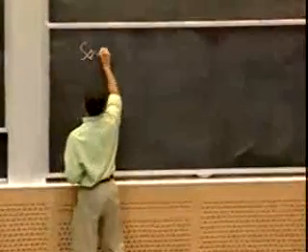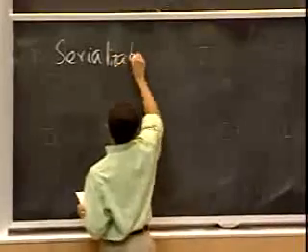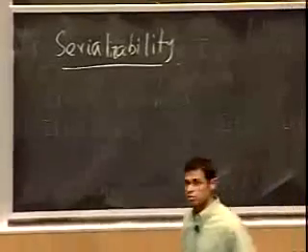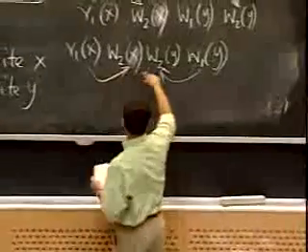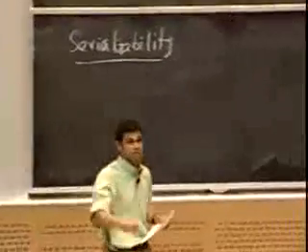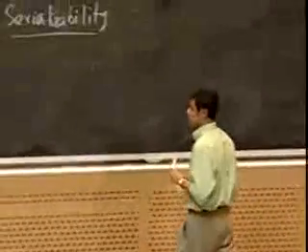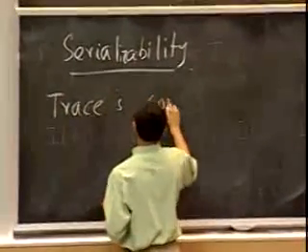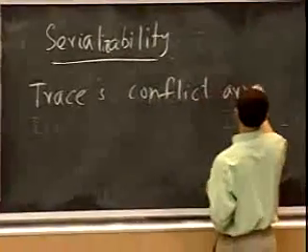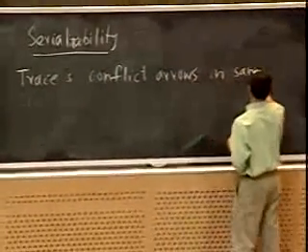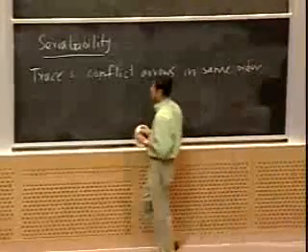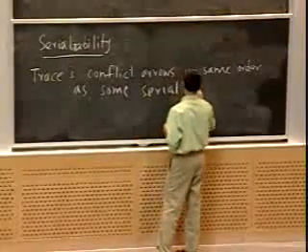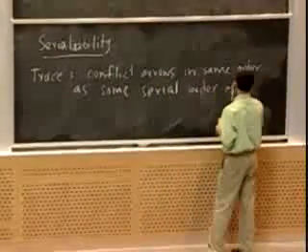So that's the definition of the property that we want. It's serializability, and what it says is it's a trace whose conflict arrows, these are these conflict arrows, correspond or are equivalent to some serial ordering of the steps of the action. So what we want is a trace's conflicts should be in the same order as some serial schedule or some serial order of the actions.